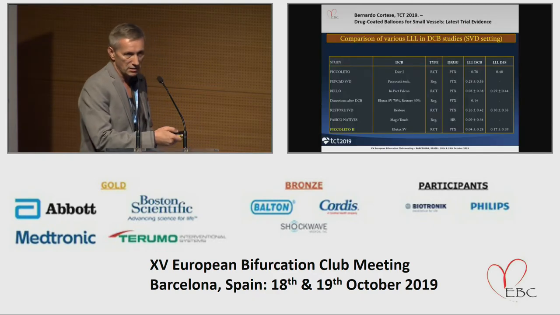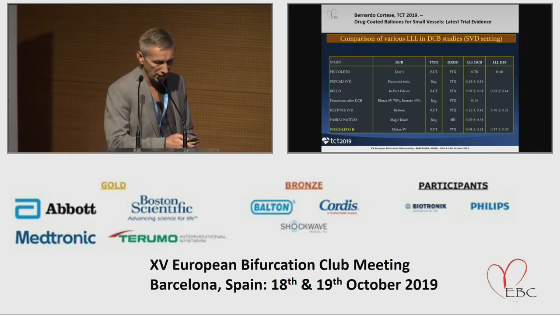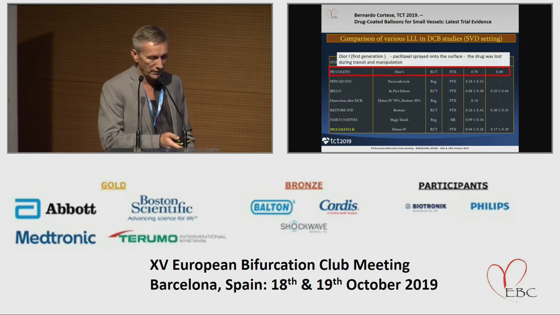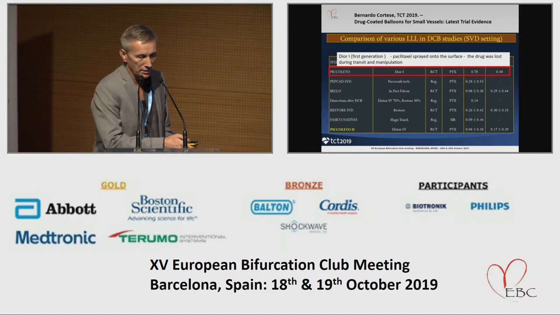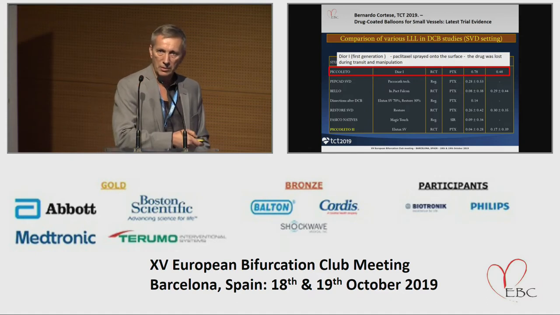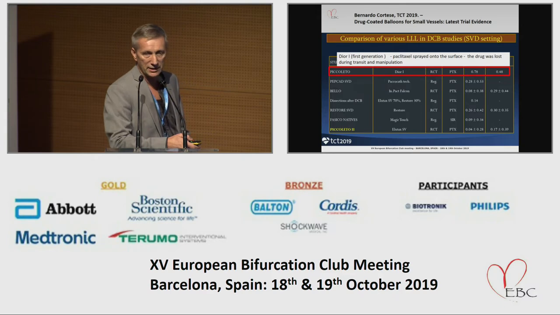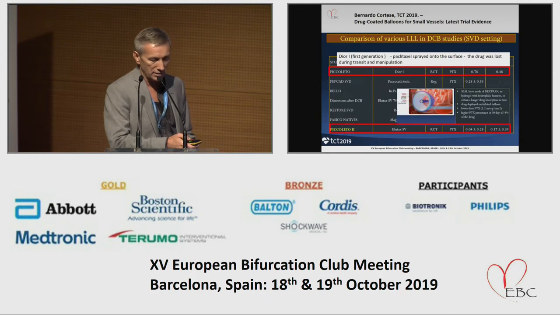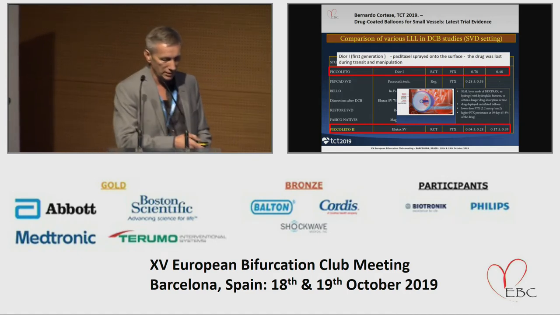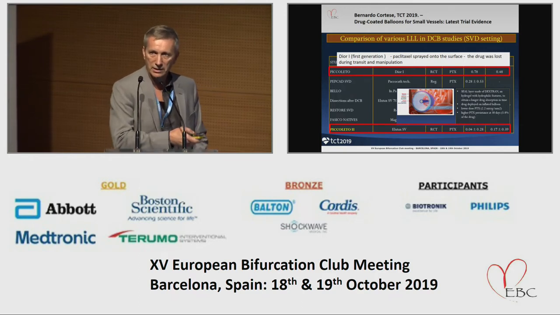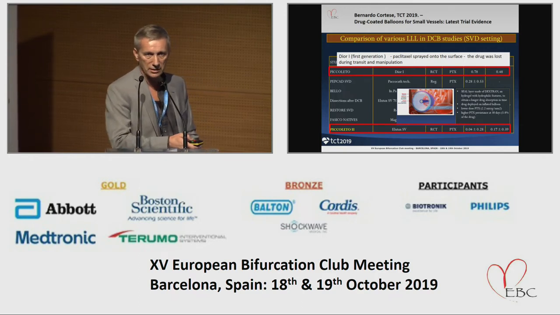So, and this is another example Dr. Cortese pointed out at TCT this year. The differences between the Pico-Letto trial one, when he used the paclitaxel balloon of the first generation with the spray without excipients, and a lot of drug was lost during the manipulation, and the results, the negative results, of course, and the positive results in small vessels with a new generation drug-coating balloon that has a high resistance in the vessel wall.